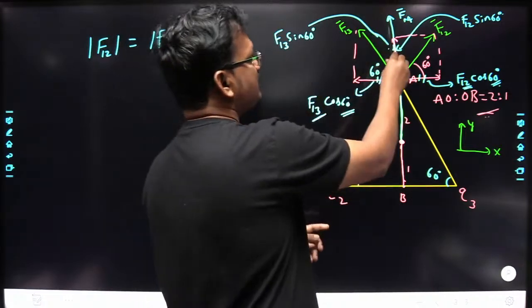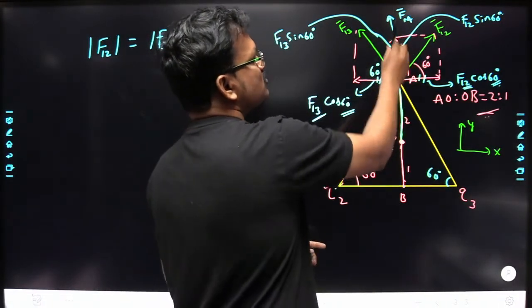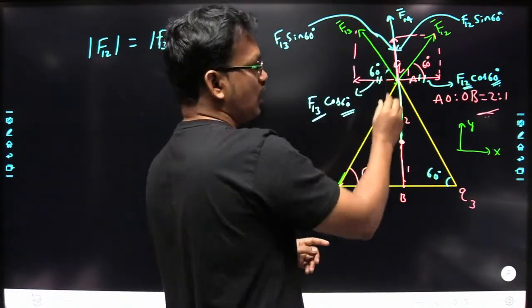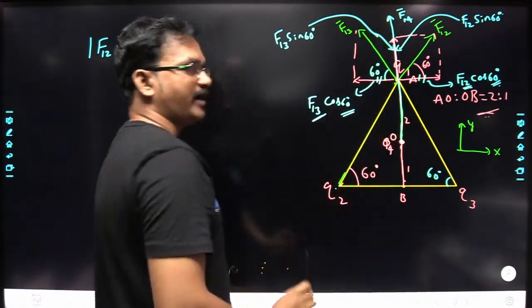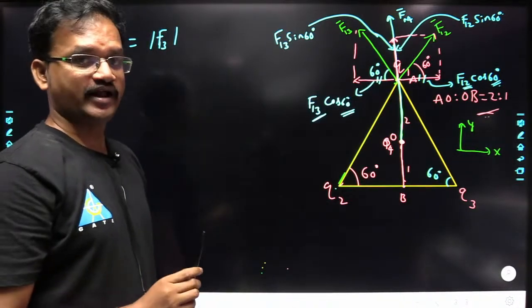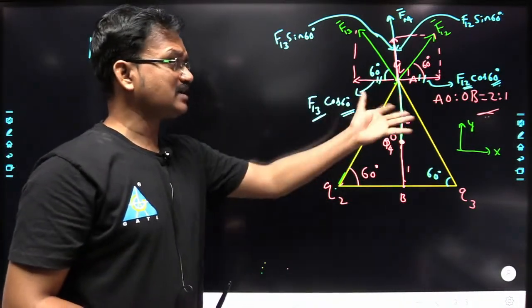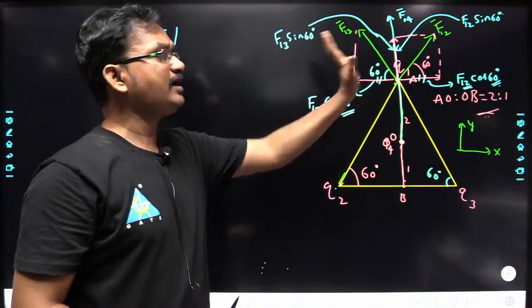One is F13 sin 60, F12 sin 60 and then F14. So all these three components are acting in which direction? In positive y direction. So the net force on Q1 doesn't have any x component. It is having only y component.